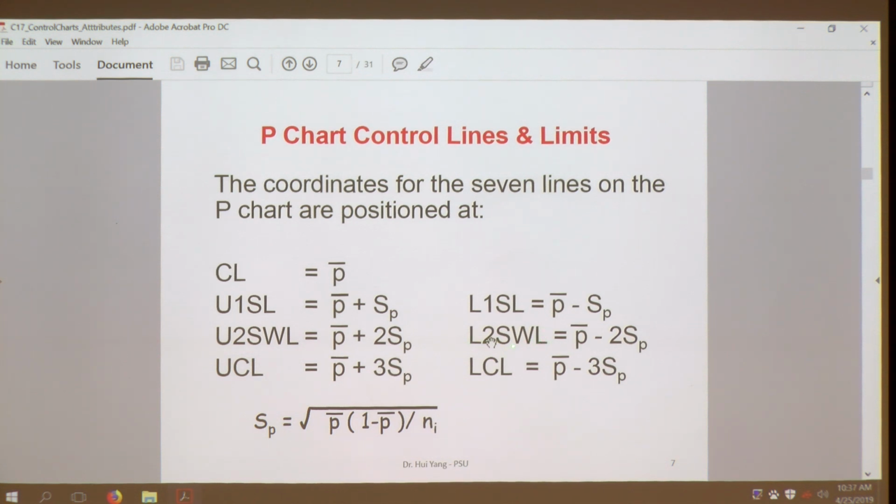So this is 2 standard deviation, upper and lower 2 standard deviation warning limit. And then this is 3 standard deviations, then we call it control limit. You see here, this is 1 standard deviation, 2 standard deviation, 3 standard deviation. And then after we get a P bar, we can estimate the standard deviation, and then we use the P bar as our center line.